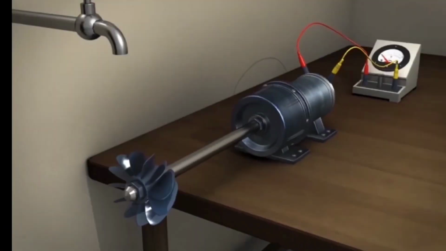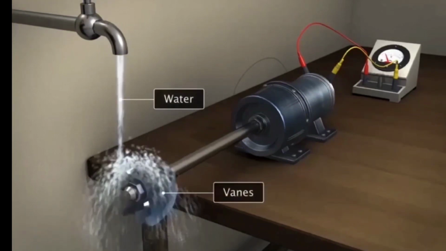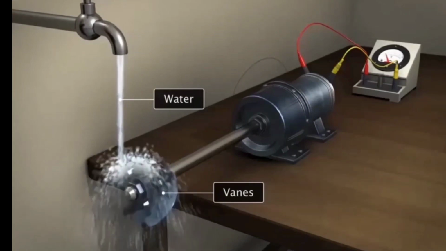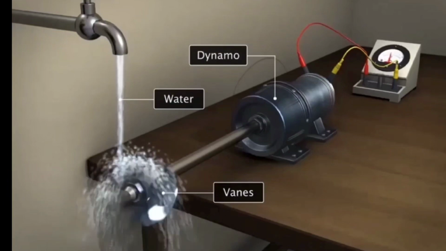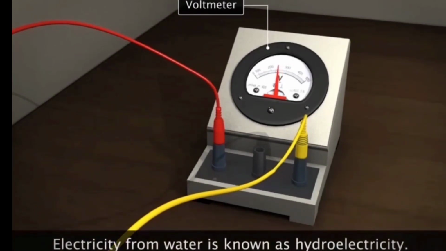Water can be used to generate electricity. In this simple experiment, water is made to fall on the vanes of a miniature turbine. The rotating shaft of the vanes is connected to the dynamo. The deflection in the voltmeter confirms that electricity is generated. Electricity generated in this way, that is, by using water, is called hydroelectricity or hydropower.